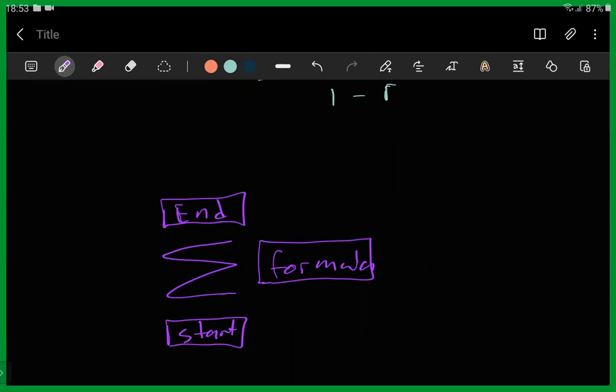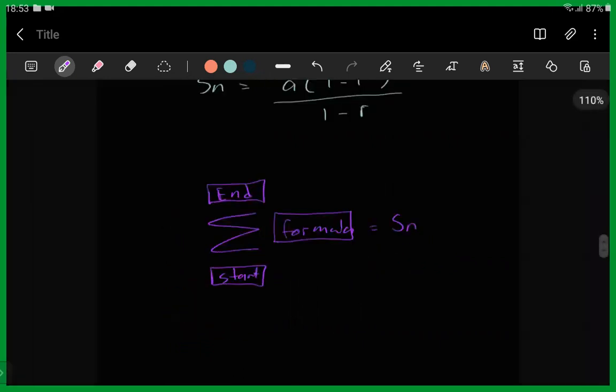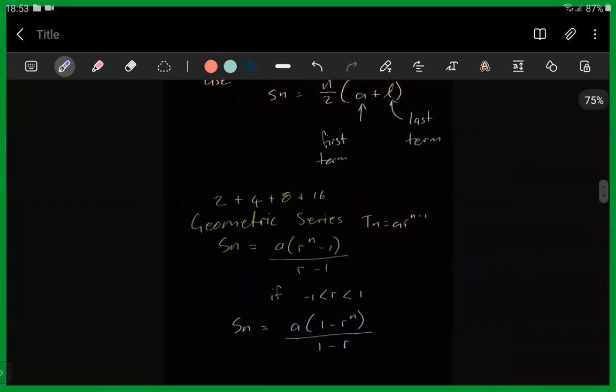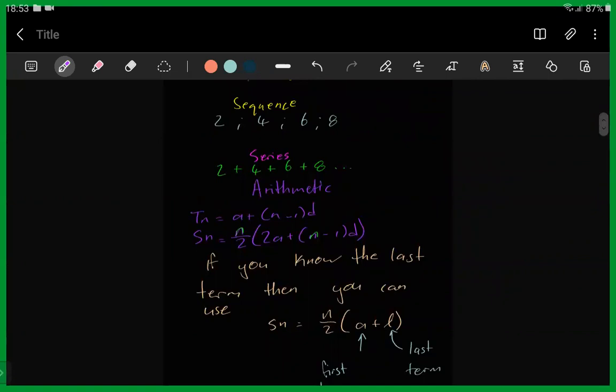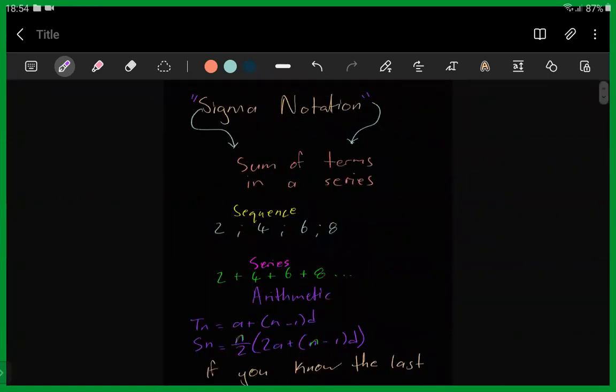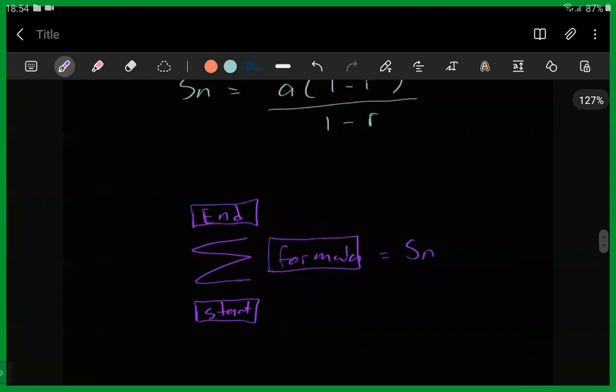So this expression will always be equal to Sn, you see. Whether it's an arithmetic sequence or series or a geometric series that you're dealing with, this expression will always be equal to a certain number that comes from you using this formula or this formula. That's the whole idea with sigma. It's literally an expression that will be asking for the sum of a certain number of terms.